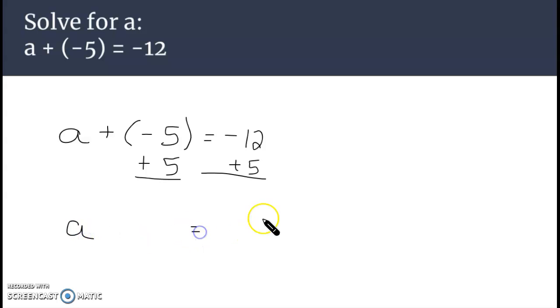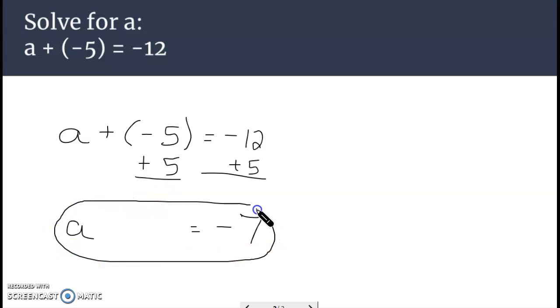And now look at what we have. We have negative 12 plus 5. Remember, when you are combining numbers here, and if you have different signs, subtract the numbers. 12 minus 5 is 7. But you keep the sign of the number furthest from 0. Negative 12 is further from 0 than positive 5 is. So we're going to keep the sign that's with the negative 12. You always keep the sign with the number with the higher absolute value.